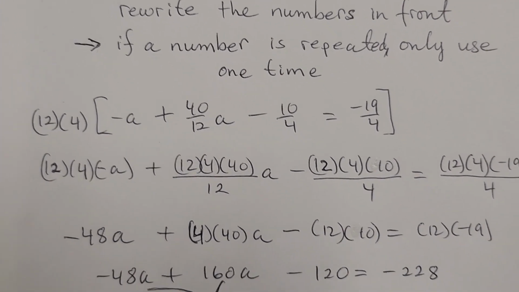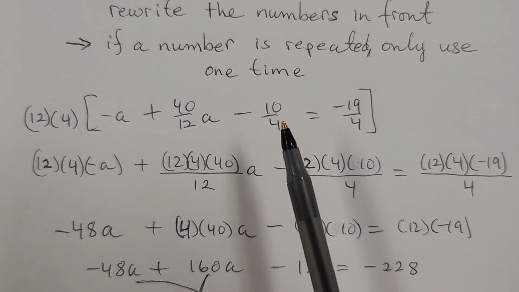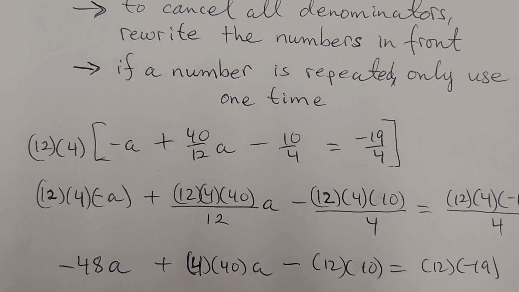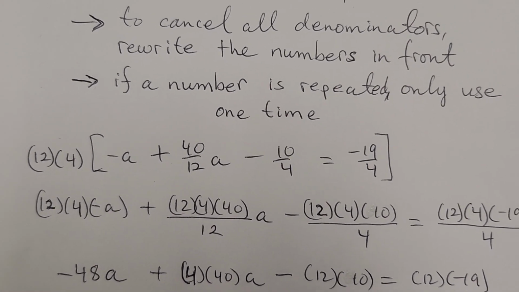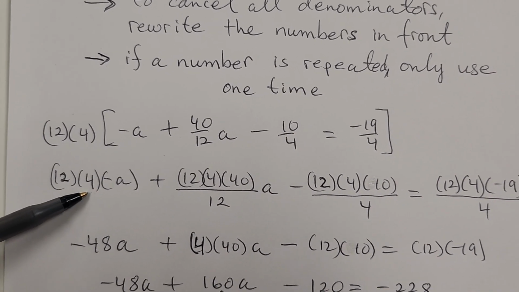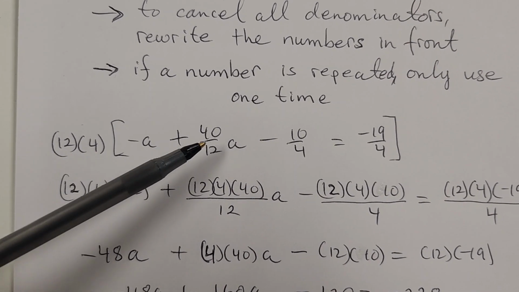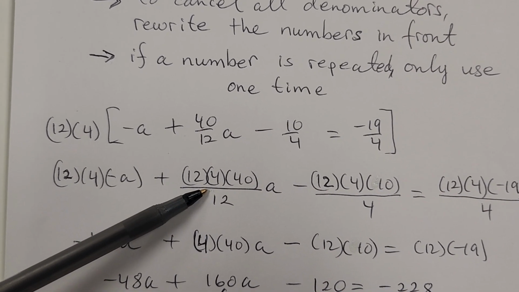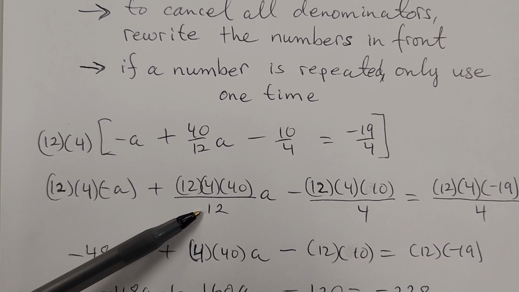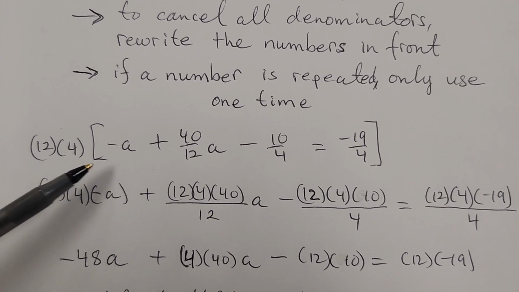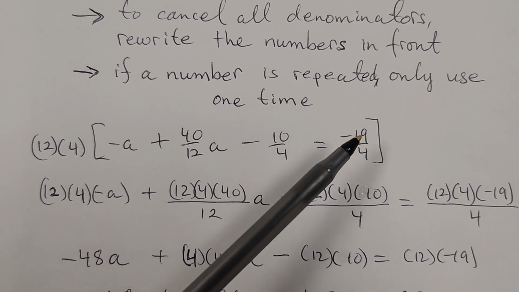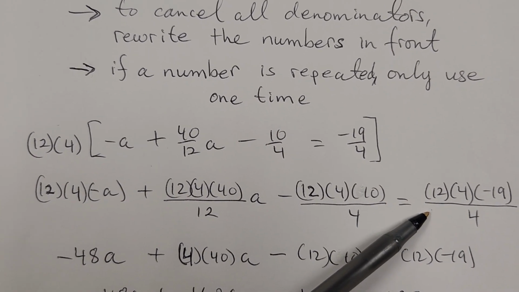Okay. Right, so now cancel. So now we multiply. So 12 times 12, 4. Multiply this whole thing right here. So 12, 4 times negative a, which is here. 12, 4 times the second term, which is here. Okay. So 12, 4 times 40, and then over 12, okay? 12, 4 times 10 over 4, which is here. 12, 4 times 19, 4, which is over here, okay?